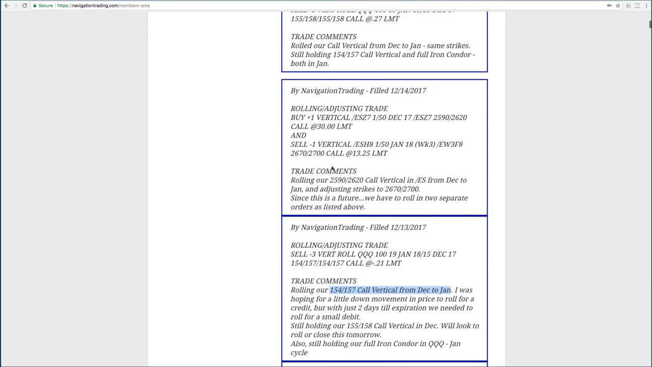Next trade was another rolling adjusting trade in /ES. This was our short call vertical, the 2590 to 2620. We moved that from Dec to Jan and moved our strikes to 2670, 2700. We have to remember with futures, we have to roll in two separate transactions. So we essentially bought this one back and then resold this one out in the next month to extend duration.